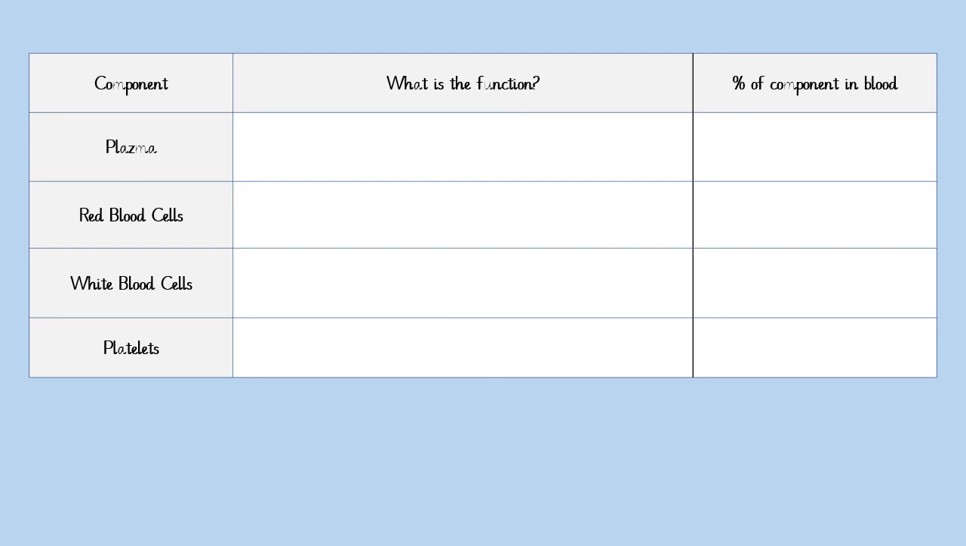If you have forgotten what the functions are or what the percentages of any of these components are, make sure you rewind the video and go back. I would really recommend watching the YouTube video I provided at the beginning of the lesson so that you get a really good overview of the different functions of the blood.